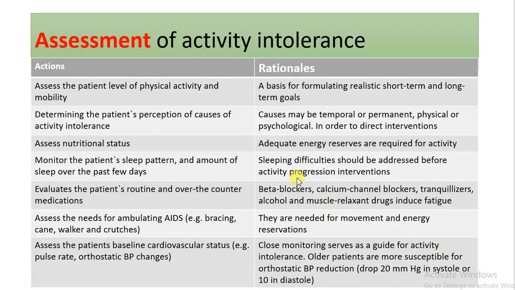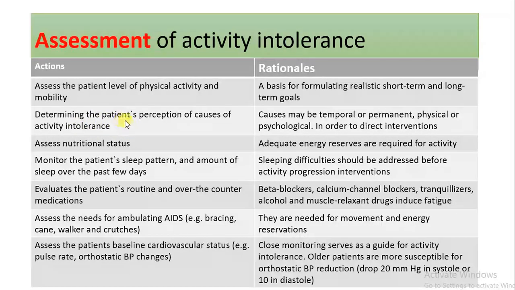Okay, now I want to come to the assessment of activity intolerance. How do we check the activity intolerance, how do the nurses check it? The assessment is actions and also rationales. First of all, we assess the patient's level of physical activity and mobility. We check it because we want to have a basis for formulating realistic short-term and long-term goals. For maintaining and raising our goals, we need to check a baseline, a basic level of physical activity and mobility.